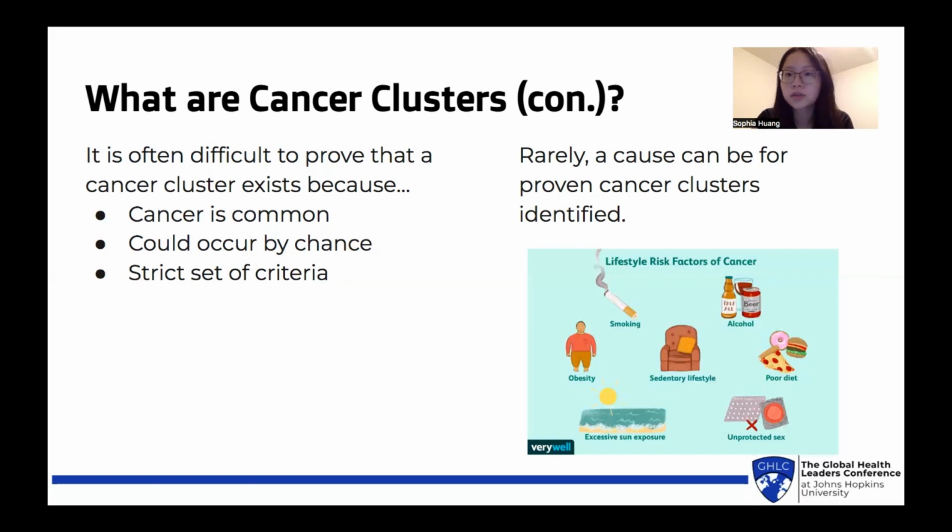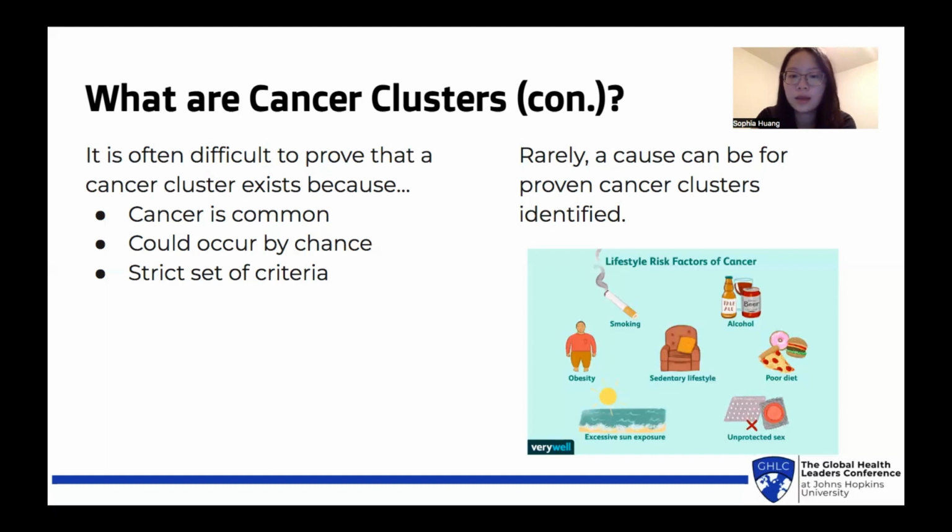It is often difficult to prove that a cancer cluster exists because first, cancer is common, and so it is not unlikely for multiple people in a small area to develop cancer at the same time. Second, unusual patterns of cancer prevalence could occur by chance. And third, as seen in the previous slide, there's a strict set of criteria that must be met in order for a cancer cluster to be identified.